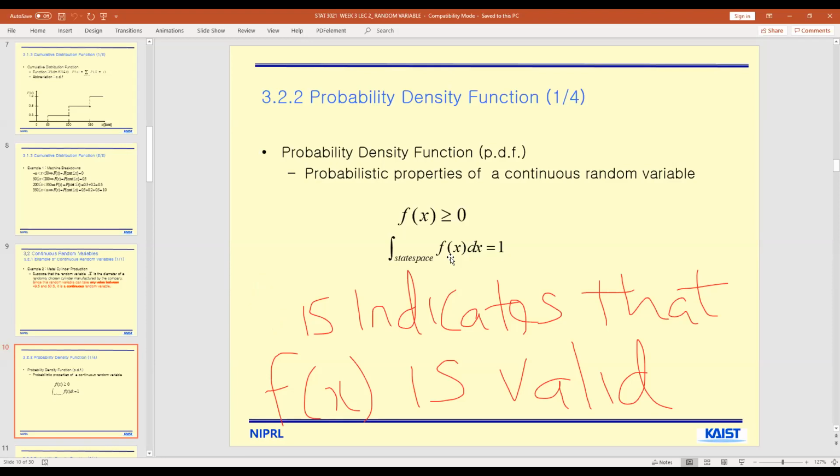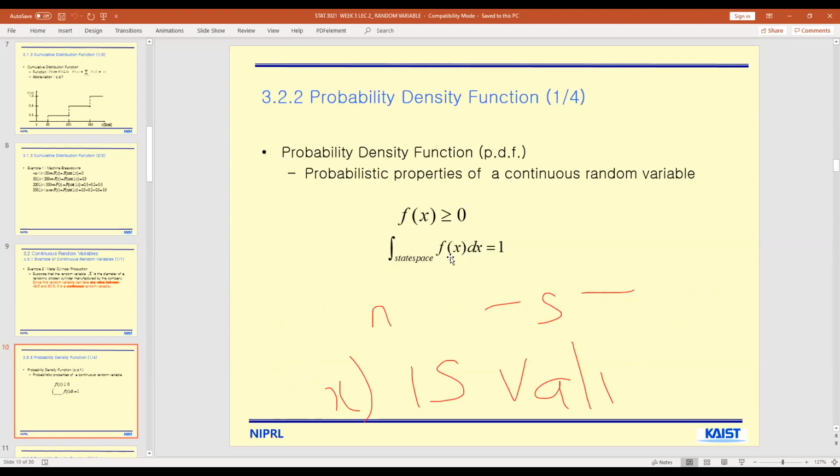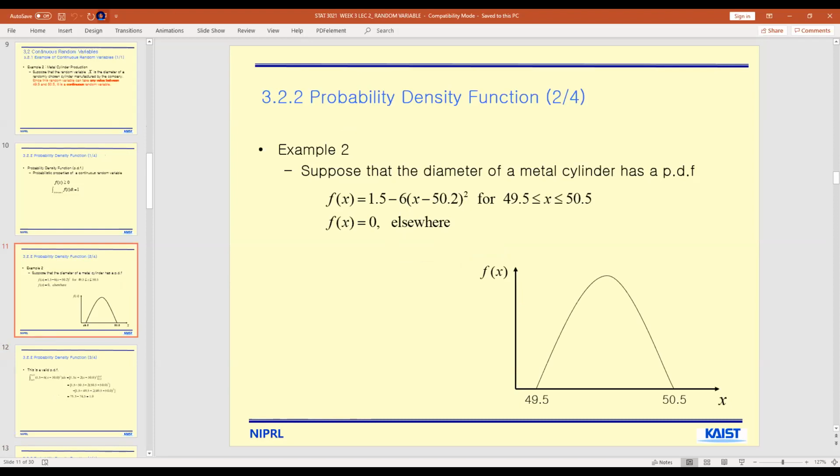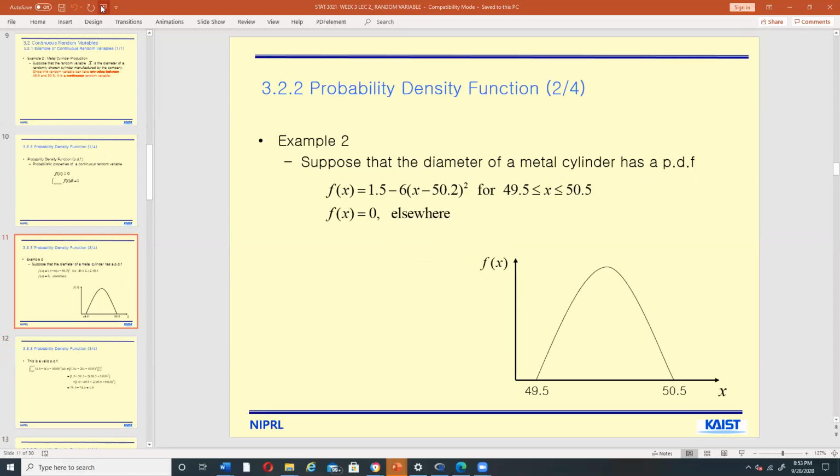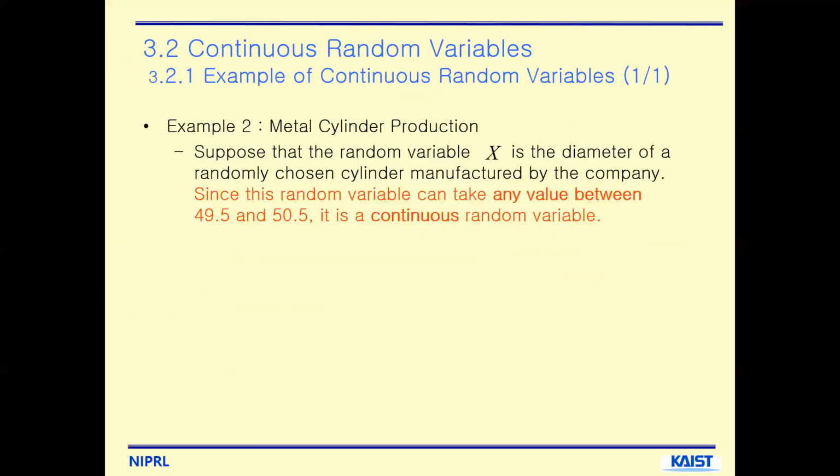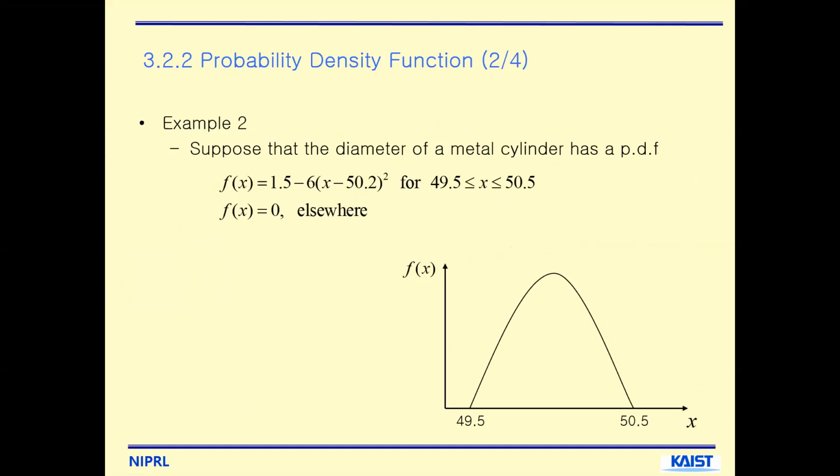I'm actually going to erase what I wrote right now. So the next thing I want to talk about is, suppose you are given a question: the diameter of a metal cylinder has a PDF. The PDF is written as a lowercase f. Anytime you see a lowercase f, f of s, this indicates a PDF. I want you to take note of that.